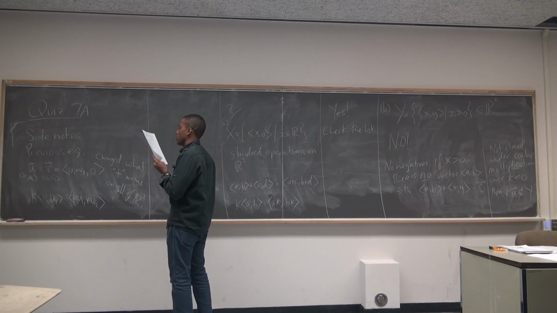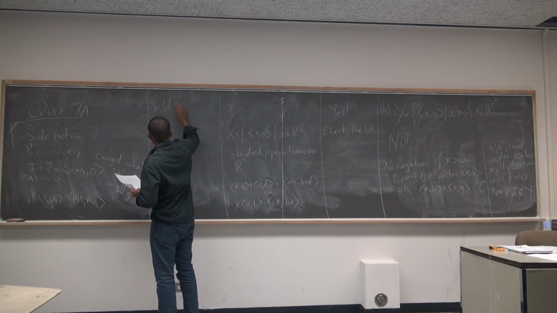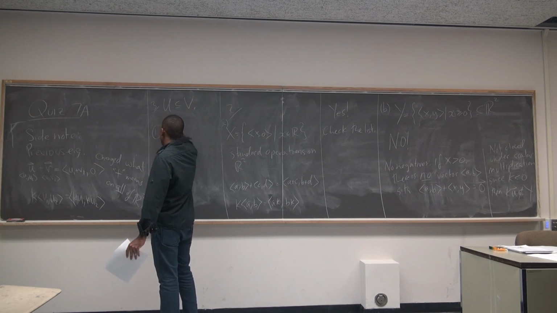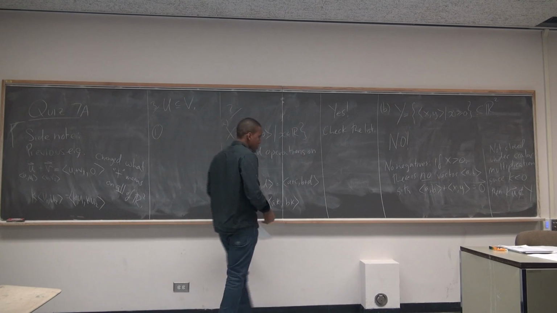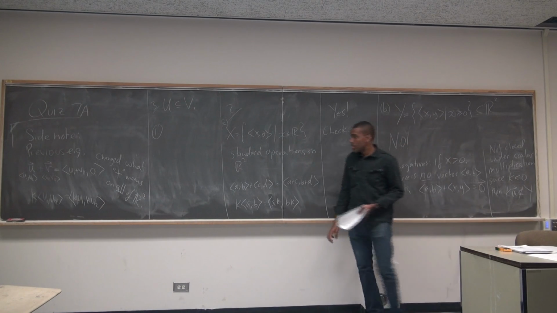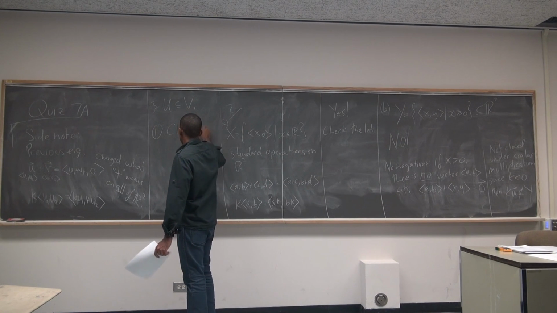What was the next one? Okay, so I know in part 3, U was a subset of V. What are the two properties that U needs to have to make it a subspace? Closure under addition and closure under scalar addition. Right. Closure under addition is one thing I needed.